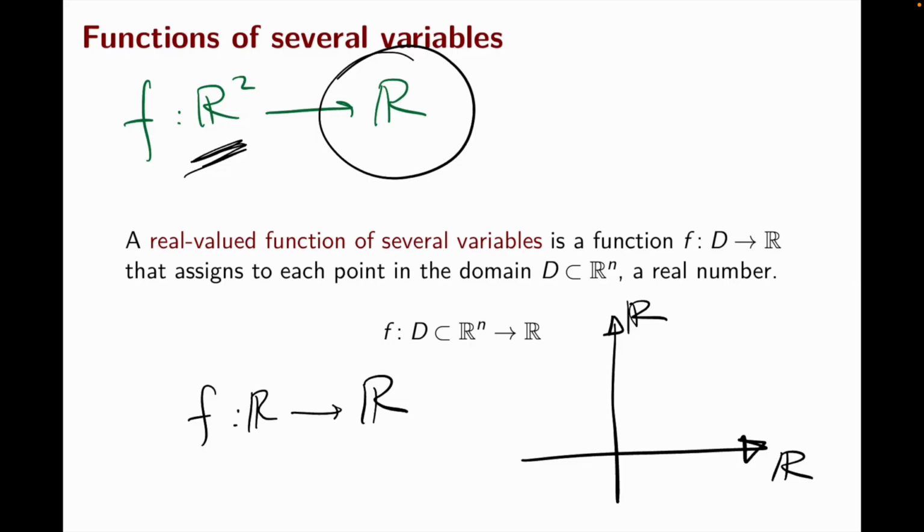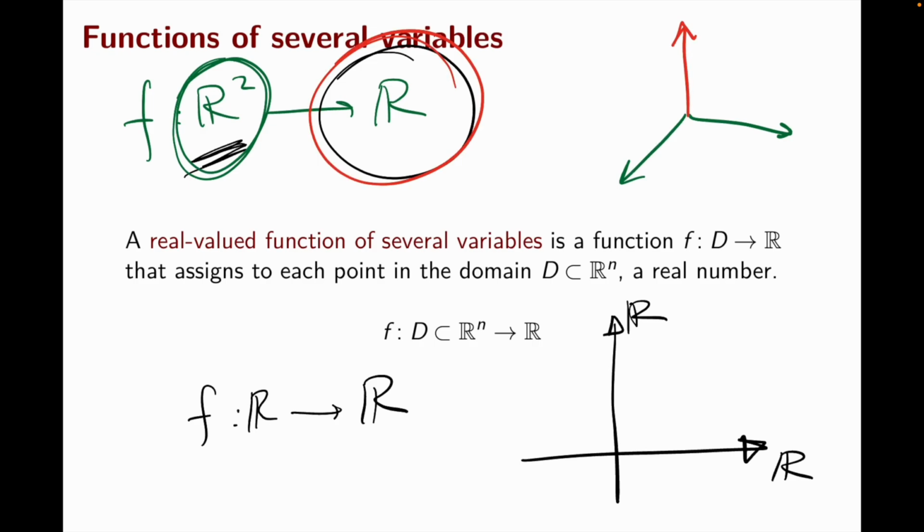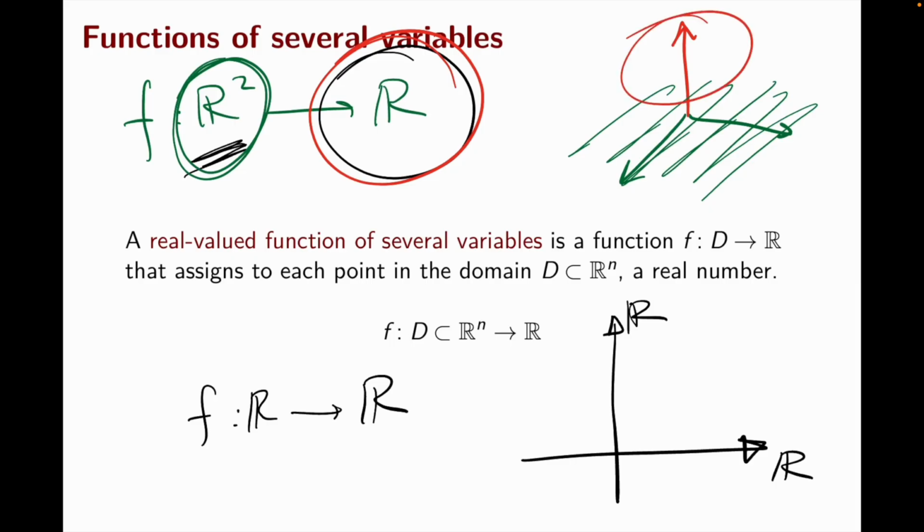So now, for functions of several variables, we're going to need two variables for the domain. So two versions of R in the domain, and then another version of R for the images. So the domain of our function is going to be contained in this plane, and the images are going to be in this axis as a regular function from R to R.